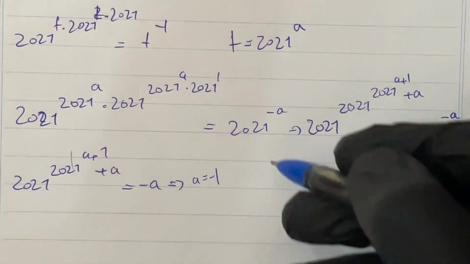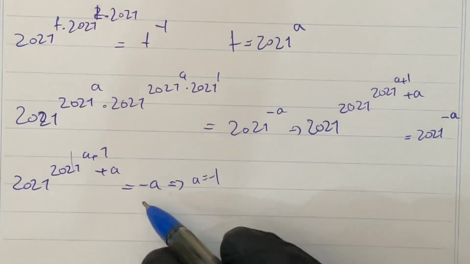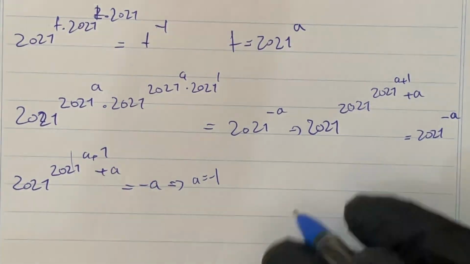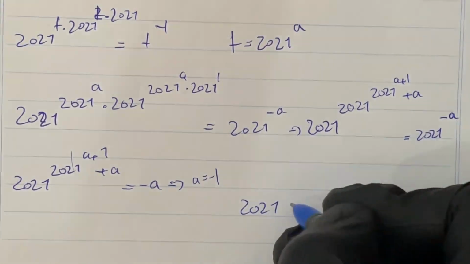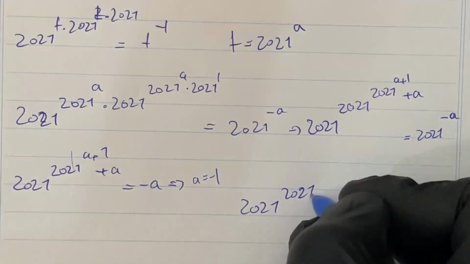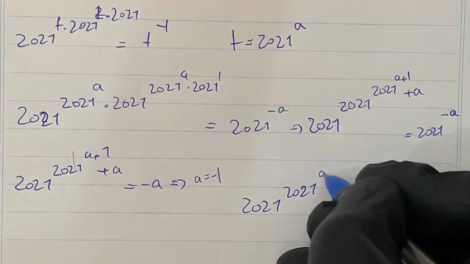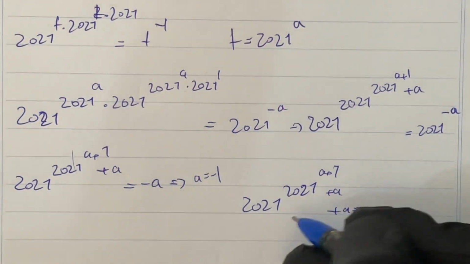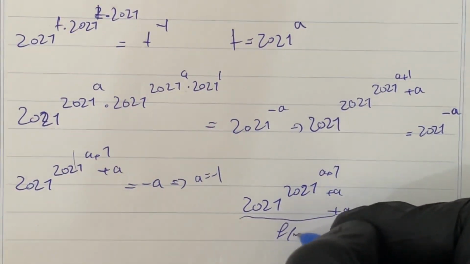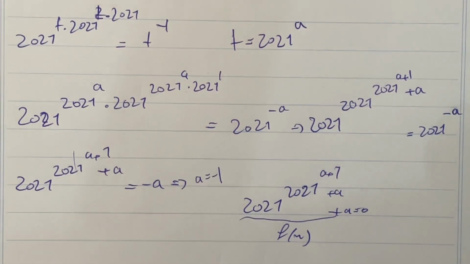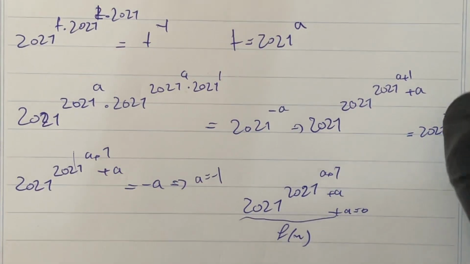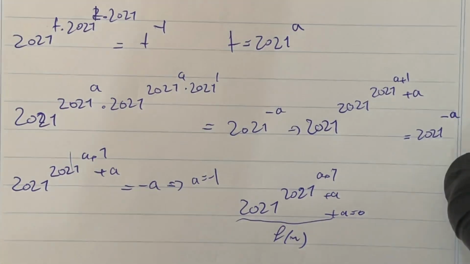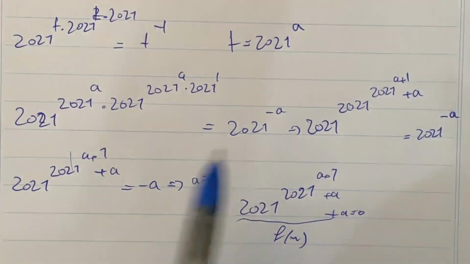But to show that it is the only answer, let's take -a from the right-hand side to the left-hand side. We get 2021 to the power of a plus 1, plus a, equals 0. Let's say this function is f of x. If I just prove that f of x is strictly increasing or decreasing, I prove that this is the only answer.